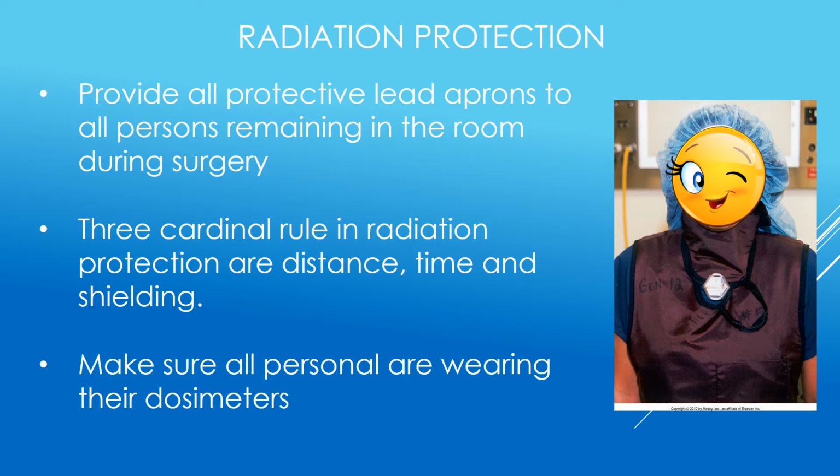Radiation protection. Provide protective lead aprons to all persons remaining in the room during surgery. Three cardinal rules in radiation protection are time, distance, and shielding. Make sure all personnel are wearing their dosimeters. This dosimeter should be worn above the lead at the collar level.